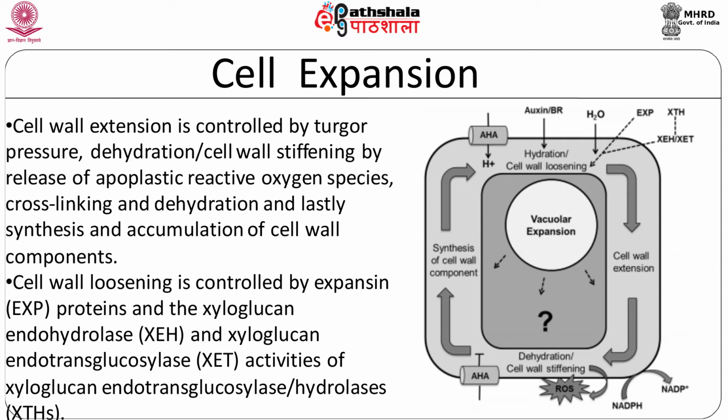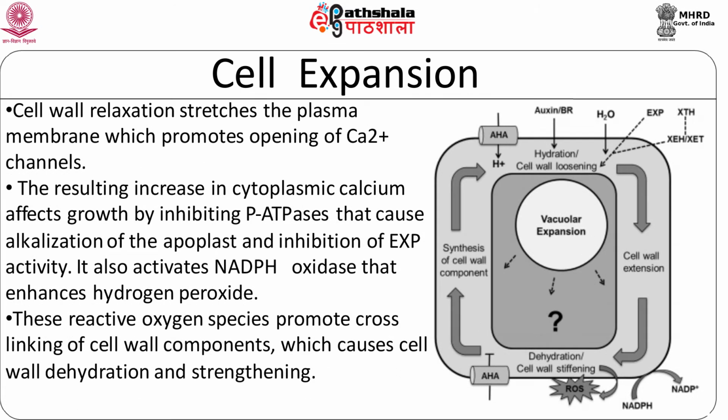Cell wall loosening is controlled by expansin proteins and xyloglucan endohydrolase and xyloglucan endotransglucosylase activities. Cell wall relaxation stretches the plasma membrane, which promotes the opening of calcium channels. The resulting increase in cytoplasmic calcium affects growth by inhibiting phosphorus-dependent ATPase enzyme activity, which causes alkalinization of the apoplast and inhibition of expansin activity.